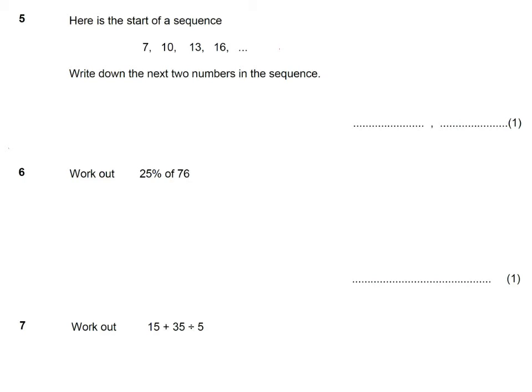Question 5. Here is the start of a sequence. 7, 10, 13 and 16. Write down the next 2 numbers in the sequence. Well, to work out what the sequence is, we need to see what's happening between the numbers. And this is called the rule. And the rule here is quite straightforward. To get from 7 to 10, we're adding 3. And we can check that with the next 2 numbers. So yes, 10 to 13 and 13 to 16, add 3. So to continue the sequence, just keep adding 3. So we end up with 19 and 22. So on the answer line, 19 and 22 for 1 mark.